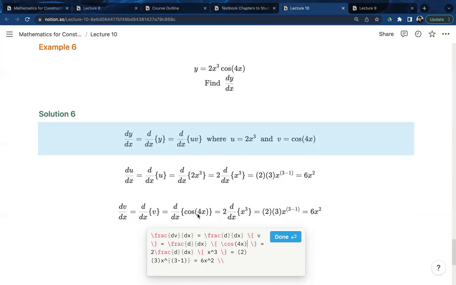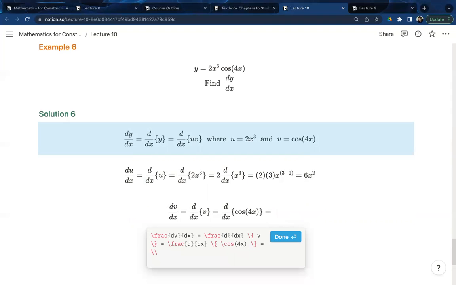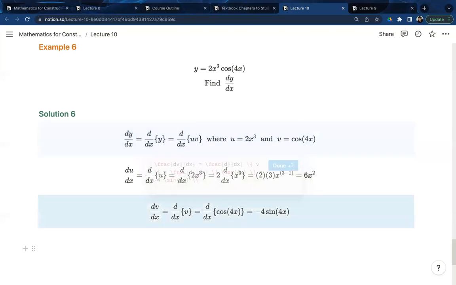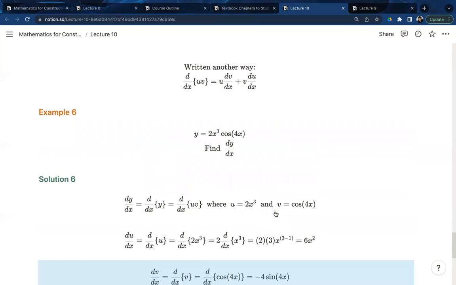So what's the derivative of cosine 4x? That is minus 4 sine 4x. Okay. Remember, the derivative of a cosine is a minus sign, and wherever the argument is in front of x, we throw it on the outside here. Now to substitute in the formula.